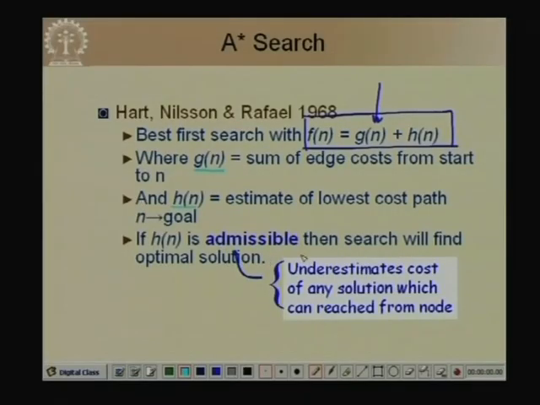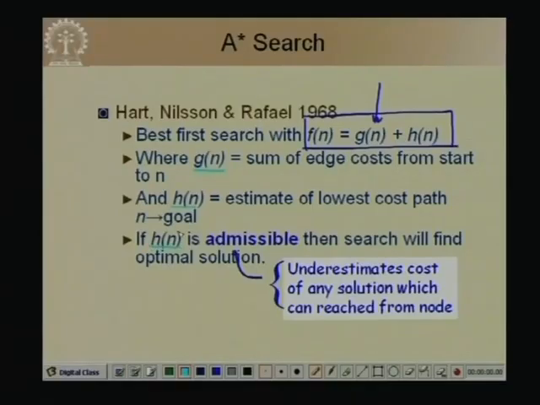Now, it is a theorem, and we will show that if H(n) is admissible, then A star search, which uses F(n) equal to G(n) plus H(n) as the priority function, will find an optimum solution. And H(n) is admissible if it underestimates the cost of any solution which can be reached from the node. So, an underestimating heuristic function is an admissible heuristic function, which gives an estimate that is a lower bound of the actual cost.